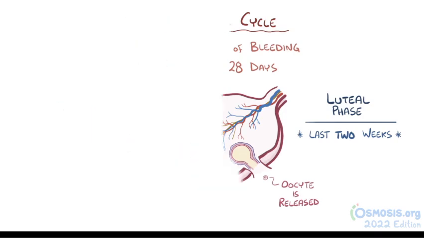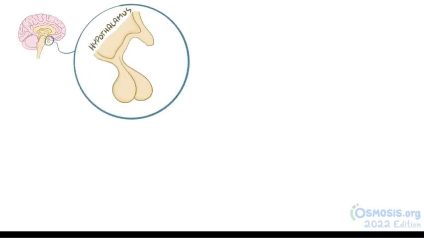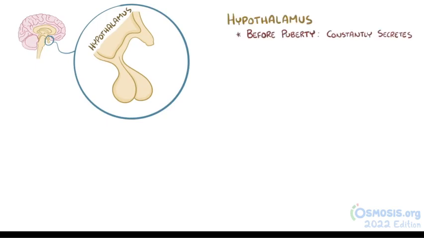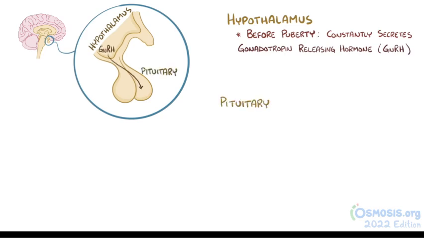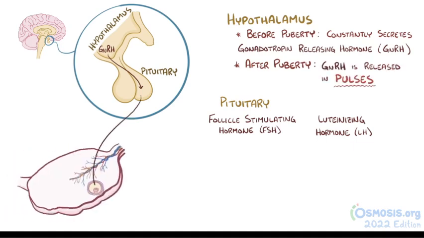The menstrual cycle is ultimately controlled by the hypothalamus, which is at the base of the brain. Before puberty, the hypothalamus constantly secretes small amounts of a hormone called gonadotropin-releasing hormone, or GnRH. That GnRH travels to the nearby pituitary, which secretes two hormones of its own, follicle-stimulating hormone, or FSH, and luteinizing hormone, or LH. Once puberty hits, the hypothalamus starts to secrete GnRH in pulses, sometimes more and sometimes less.